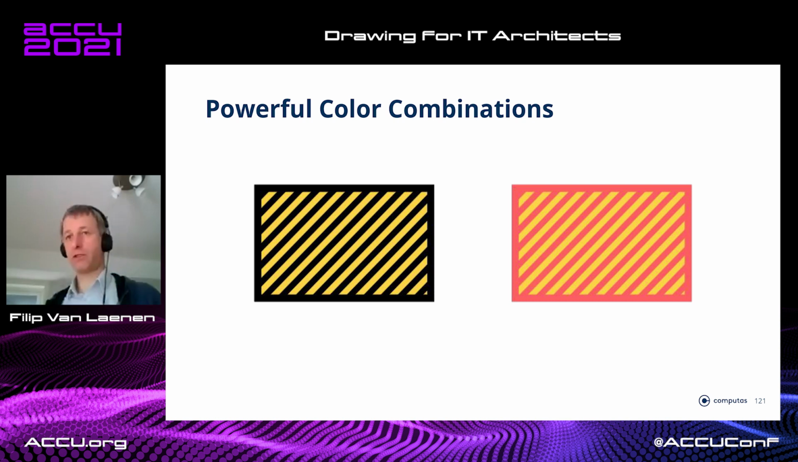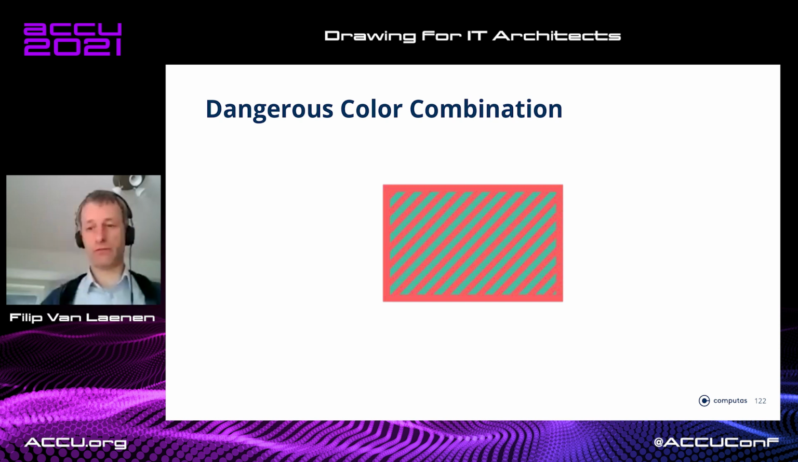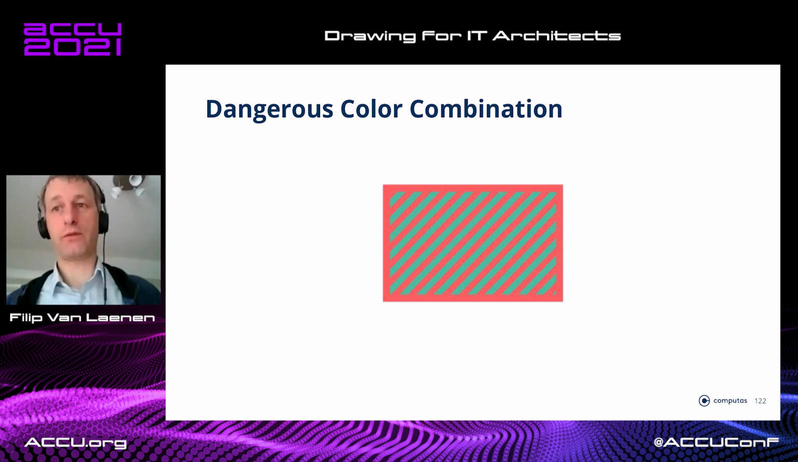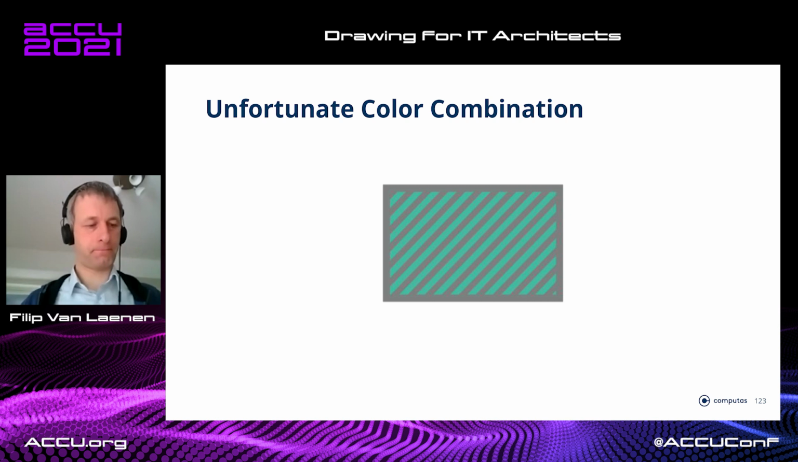But there are also color combinations that are not so good. For example, this one. Some people maybe don't even see this. For other people, it hurts their eyes. So combining red and green, especially if it's bright red and bright green, is not a good idea. And this is also an unfortunate color combination, gray and green. Not all people will actually be able to see that there is a hatching or pick it up.